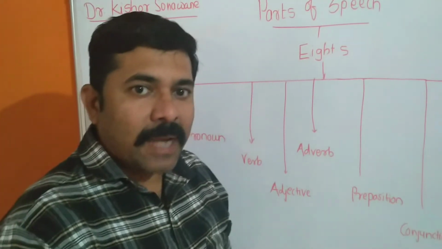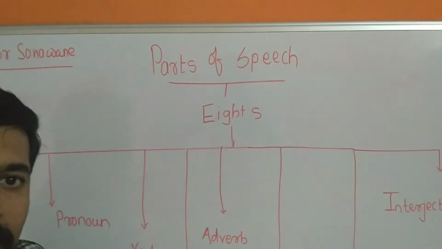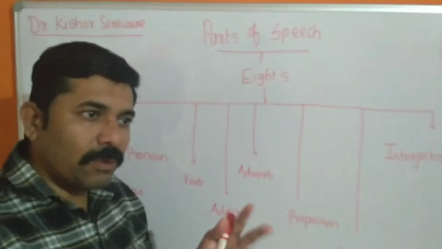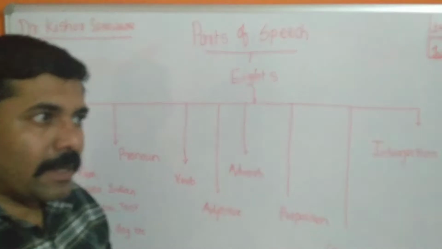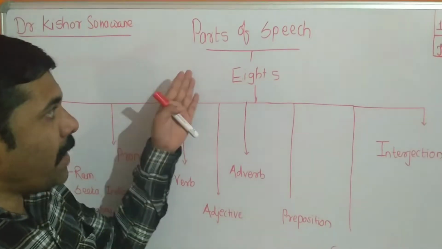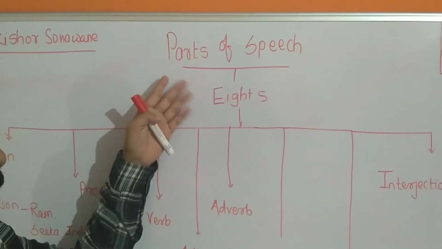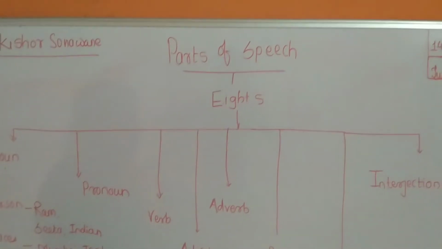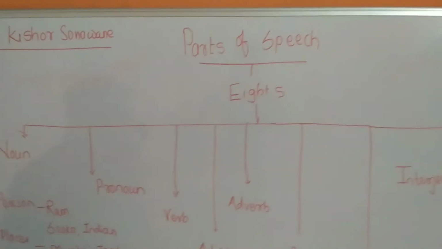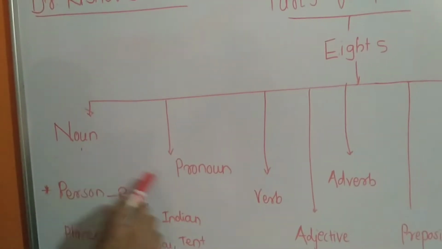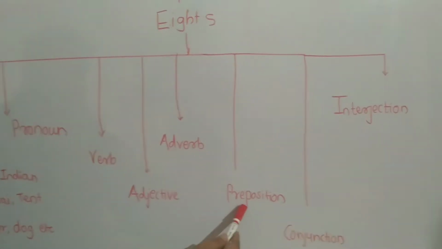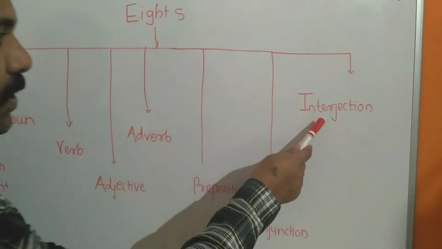So let's start the parts of speech. Before that, students, let us learn the definition of parts of speech. In the English language there are thousands of words which are classified into 8 groups. It's called parts of speech. Now see the 8 parts of speech: noun, pronoun, verb, adjective, adverb, preposition, conjunction, interjection.